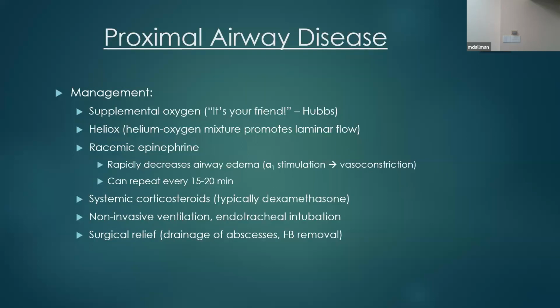Heliox. How does heliox work? It makes the expired gas thinner and promotes laminar flow. So stridor is caused by turbulent flow around the airway; the gas goes down the middle of the airway where there's less obstruction. Racemic epinephrine decreases airway edema, swelling. Decadron is another thing we use so often for upper airway obstruction. Different ventilatory modes sometimes if they need it. And then surgeries for things like abscesses and foreign body.